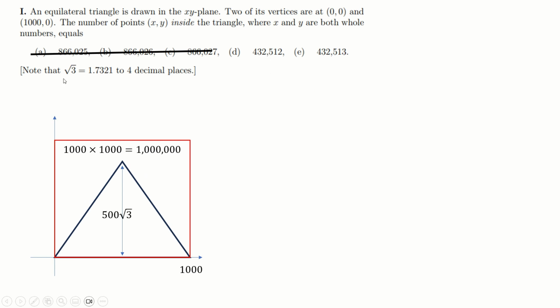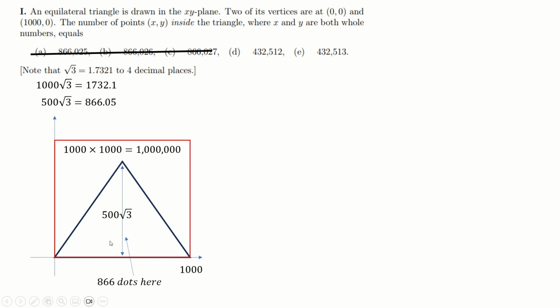Now I look at this hint, root 3 is this. I decided to use that. So obviously 1,000 root 3 is this, which means 500 root 3 is that. Now what that means is that this point of the triangle is just a shade above the 866th dot that makes up this line. So there are 866 dots on this line here.